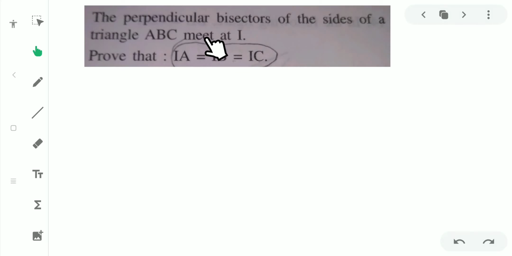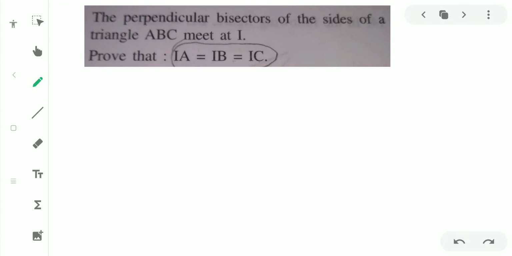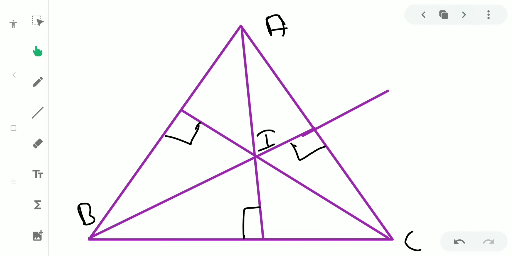So it is given they meet at I. This point is called I. Prove that IA is equal to IB is equal to IC. Now here, what they are asking to prove is that this line IA and this line are equal. So that is what they asked to prove.